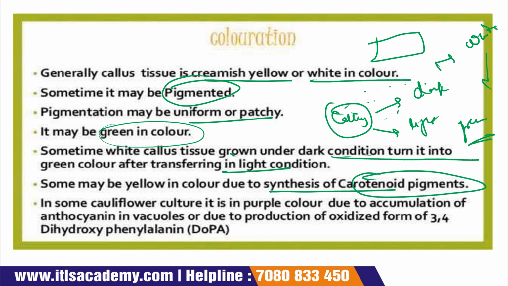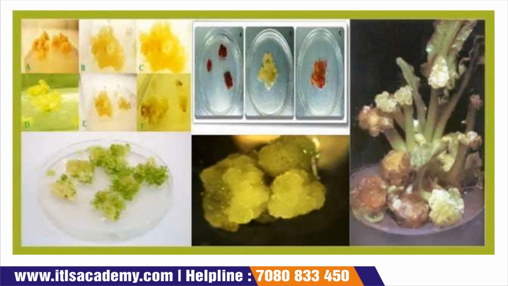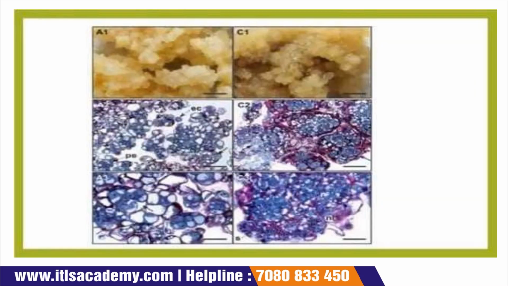In some culture it is purple in color due to the accumulation of anthocyanin in vacuoles. Okay, if we take an example of a coleus culture, then sometimes it will appear purple in color due to accumulation of anthocyanin in the vacuole, or even due to the production of the oxide form of 3,4-dihydroxyphenylalanine. Now the next is this diagram. Again, this is the diagram of the callus.